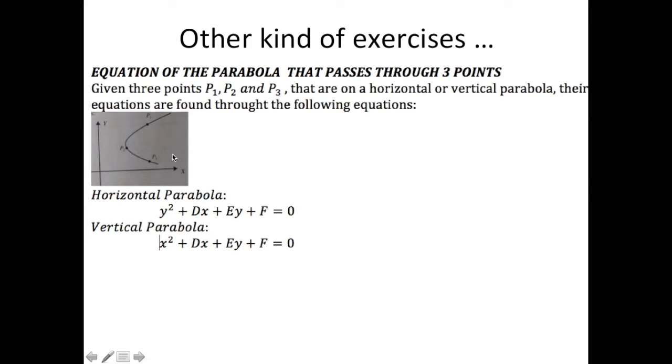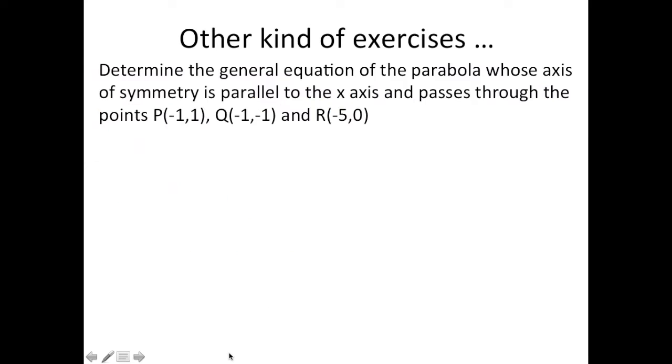Horizontal, guys, is like the one that we have here in this picture. So if we have something like this, we would use y squared plus dx plus ey plus f equals 0. If my parabola was opening upwards or downwards, that's when we use x squared plus dx plus ey plus f equals 0. So now, with that in mind, let's go back to the problem.